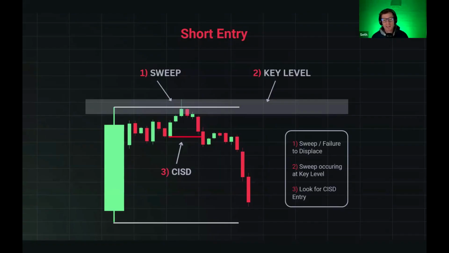When it breaks, it closes, then we simply enter. So we're keeping this entry model very mechanical. We're waiting for very basic criteria to happen. Once all the components happen, we're not thinking too much or second guessing too much. We're just simply entering at the break of the CISD. Bear in mind that we've got all of these components happening, and there are certain criteria we can look for to validate the setup even more.